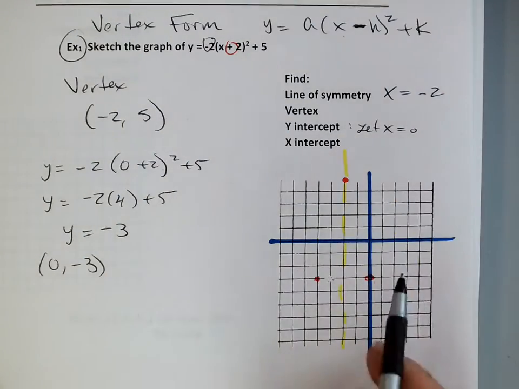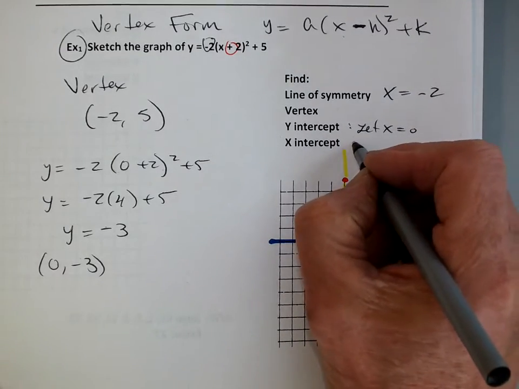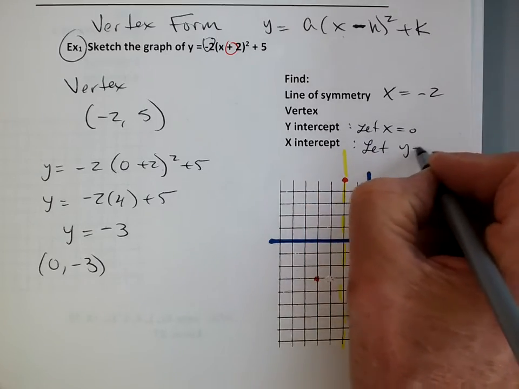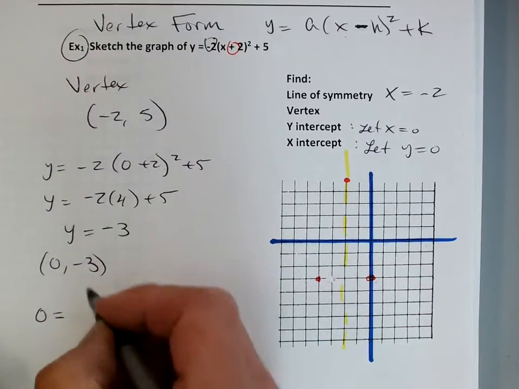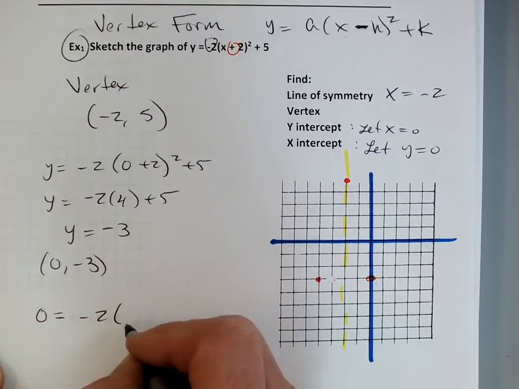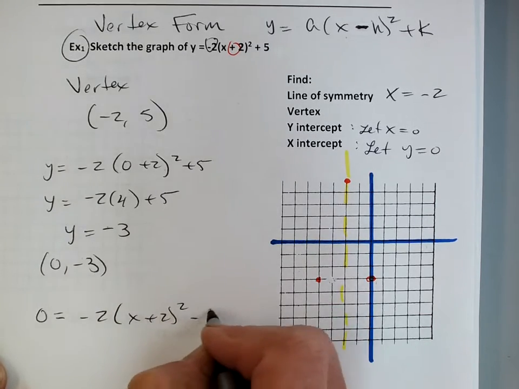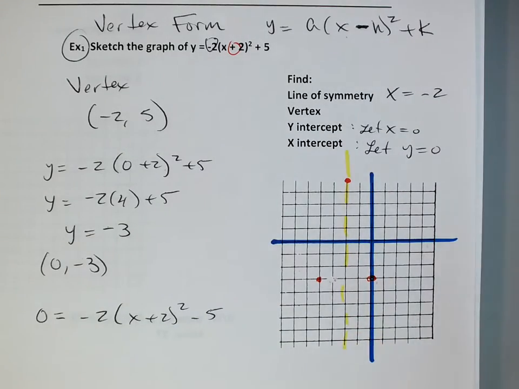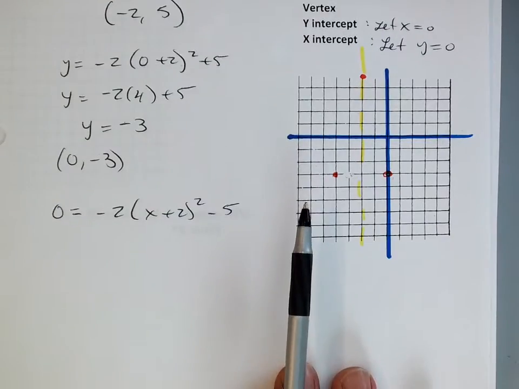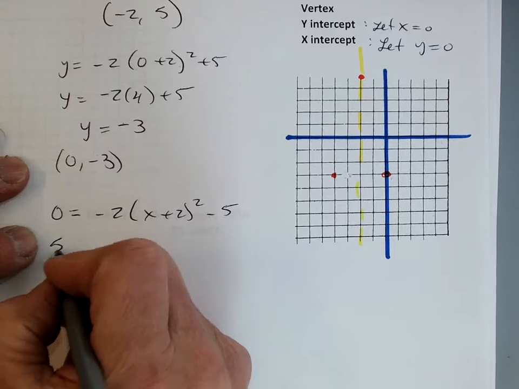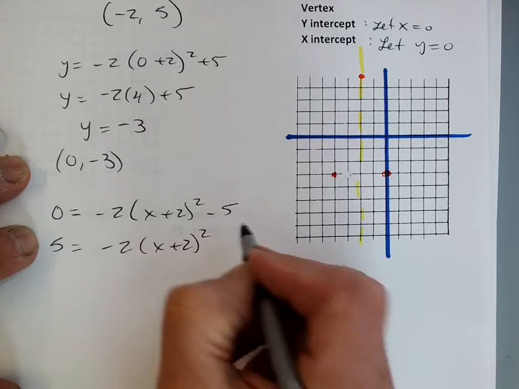Okay, so the x-intercepts is where the y equals 0. So that's where we let y equal 0. So we'll take our equation. Well, 0 equals -2 times (x plus 2) squared minus 5. Okay, so now there probably are two answers. You guys agree? Probably are two answers. So let's find them. I'm going to add the 5 first. Add the 5. I'm going to solve for x. Plus 5, plus 5.